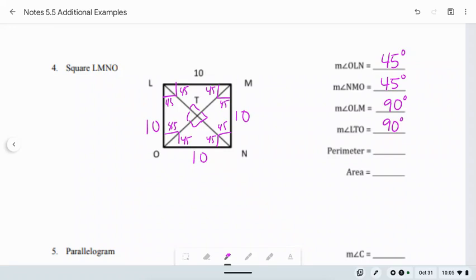And then it asks for the perimeter of the square. So for the perimeter, I'm just going to do 4 times 10, which is 40. And then for the area of a square, I just do length times width. So 10 times 10 is 100. We're going to get into more about area in a future chapter, so I wouldn't worry too much about the area.